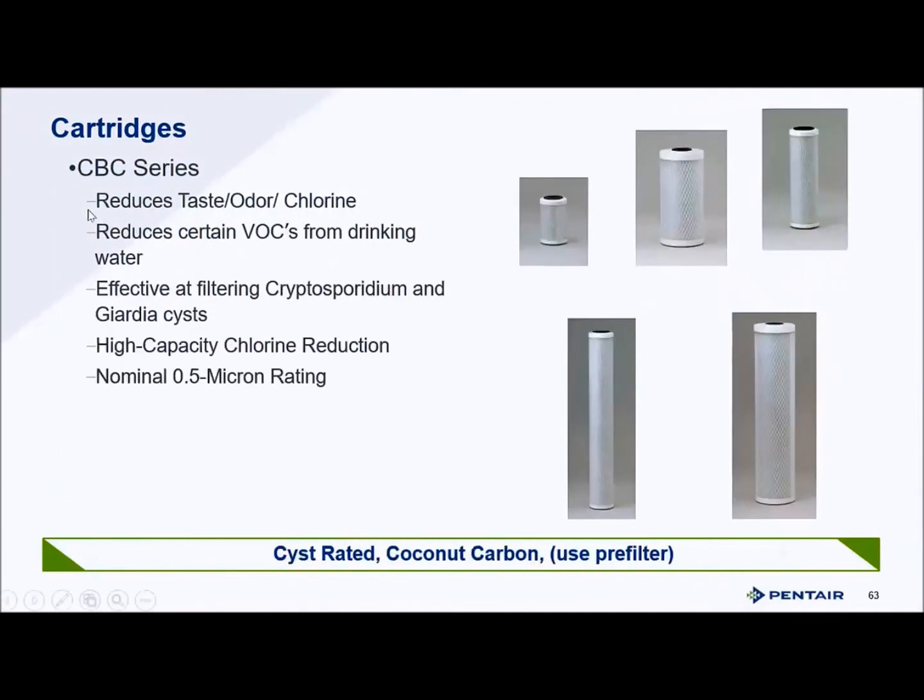Cartridges, CBC, taste and odor and chlorine, reduces VOCs from drinking water, and it's cyst rated for crypto and giardia, half micron rating, high chlorine capacity reduction. I would use a pre-filter in front of these as well because of that half micron. You may plug this too soon.